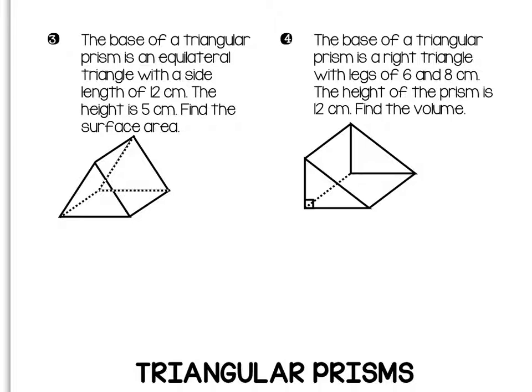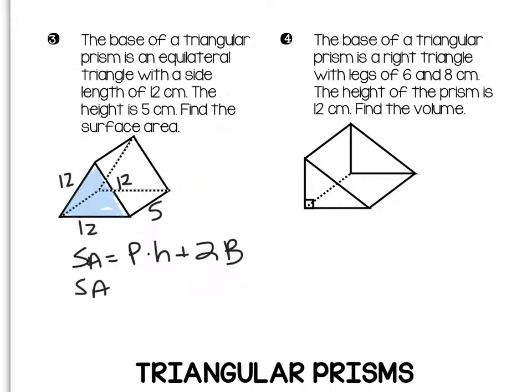Last two questions. The base of a triangular prism is an equilateral triangle. So I'm going to go ahead and color that in. Just my equilateral triangle with a side length of 12. And the height is 5. I want to find the surface area. So surface area is the perimeter of the base times the height plus 2 times the area of the base. My perimeter is going to be 12 plus 12 plus 12, so 36.